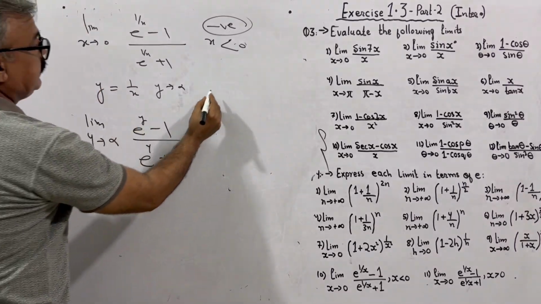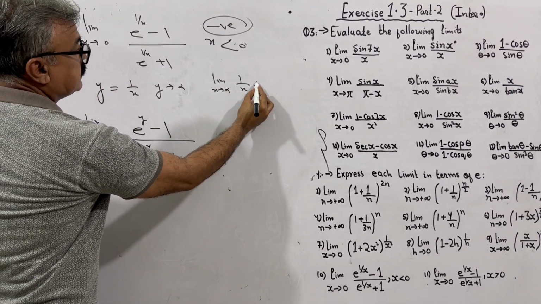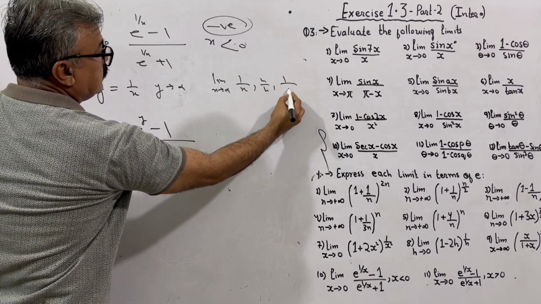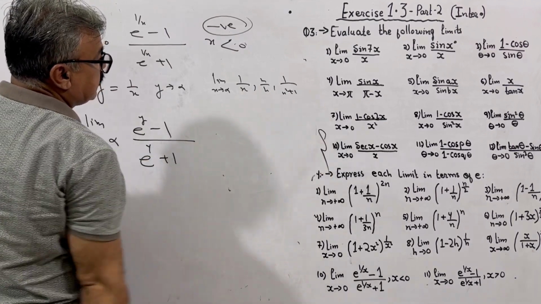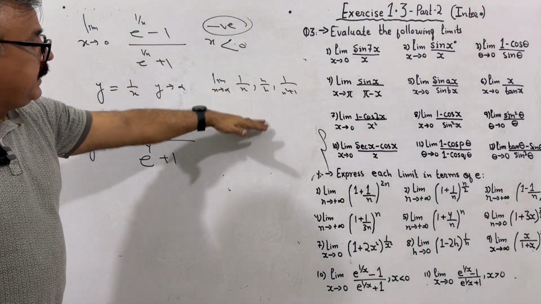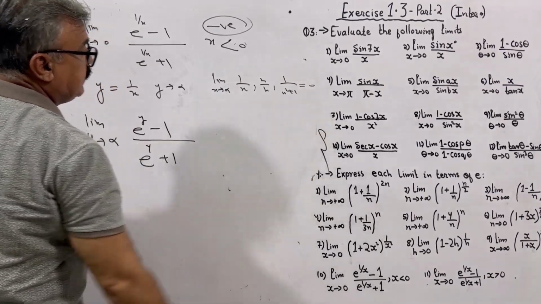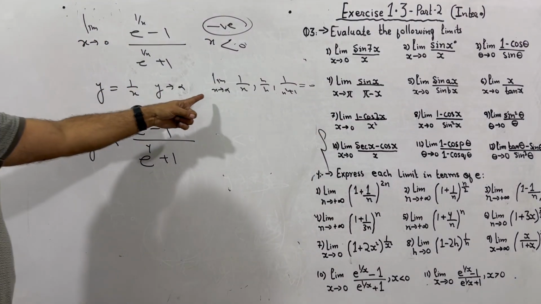In case of limit x tends to infinity, we need a situation like 1 over x, 2 over x, 1 over x square plus 1, whatever the case is. We need a variable in the denominator. By virtue of this, they all tend to 0. Whether infinity is positive or negative, they are going towards 0.